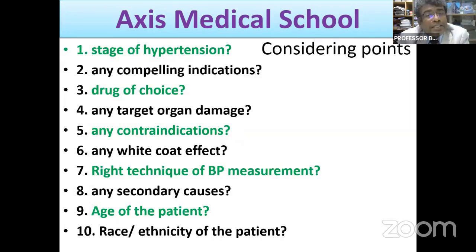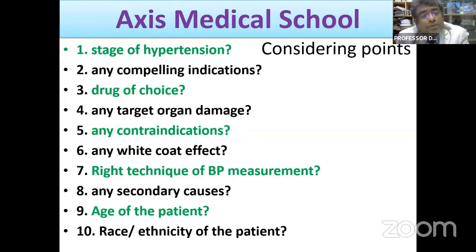And for follow-up of the patient, to know whether the drug is working well, or whether one or two drugs are enough to control the blood pressure, that depends on the right technique of blood pressure measurement. So the right technique is important at first to diagnose hypertension, to initiate the drugs, and also to follow up the patients according to the blood pressure chart. So it is important to measure the blood pressure in the right way.